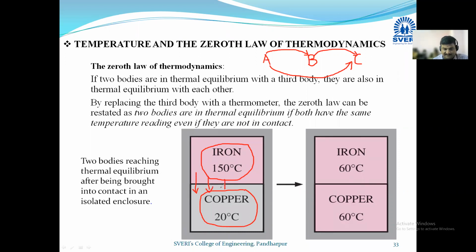एका सिस्टीम मध्ये 2 बॉडी ठेवलेले आहेत, एकाचं टेम्परेचर 150 आणि दुसऱ्याचं टेम्परेचर 20 आहे. तर काय होणार आहे, 150 कडून 20 कडे हीट प्रोव्हाइड केली जाणार. हीट विल बी प्रोव्हाइडेड फ्रॉम द हाय टेम्परेचर बॉडी टू द लो टेम्परेचर बॉडी. And when that heat transfer will stop, when both bodies are having the same temperature. जोपर्यंत दोन्ही बॉडीचं टेम्परेचर सेम होत नाही तोपर्यंत हीट ट्रान्सफर होईल.